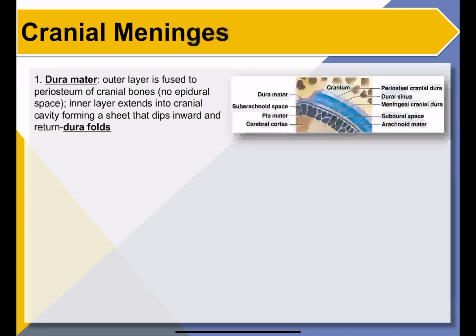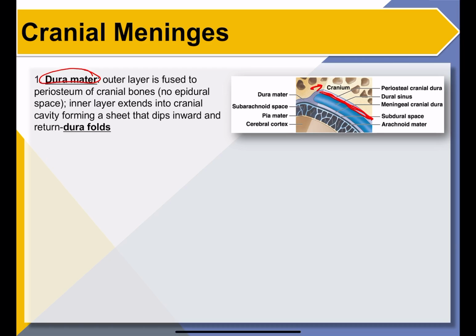Okay, so the outermost layer is called the dura mater, and it actually contains 2 layers. The outer layer here is fused with the periosteum of the cranial bones, which could be parietal, occipital, whichever one it is, but it's our skull, all the portions of our skull that encircle the brain. The periosteum of that is connected with the outer layer of the dura mater.